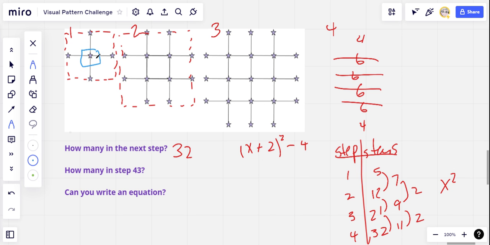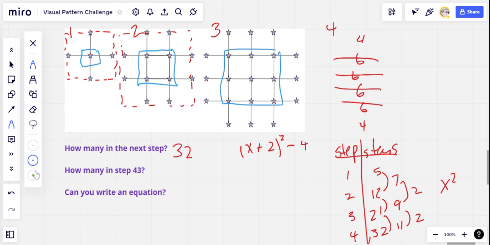So in step 1, 1 squared is 1. So I've put this blue box around 1 star, and I've got just 1 star around it on all those points. Let's do that in step 2. So here's a 2 by 2 square. And then I've got stars on all 4 compass points too, but this time 2 stars on each. If we do that in the third one, you've got this 3 by 3 grid here, and then yes, 3 on the top, 3 on the left, 3 on the bottom, 3 on the right.